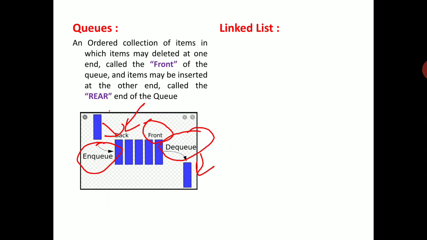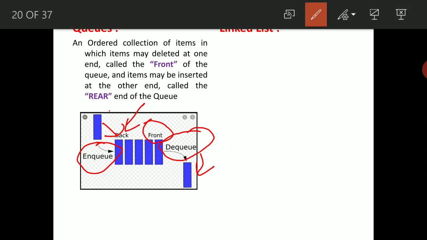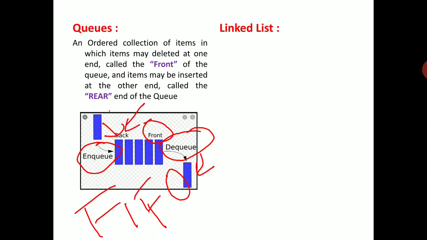Queue is also an ordered collection of items, but it follows one principle, first in, first out. What principle is followed by the queue here? The principle followed by the queue is FIFO. What do you mean by FIFO? That is first in, first out. That is queue.